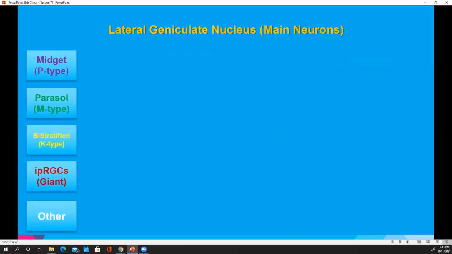So let's go to LGN. So we're in the ganglion cells. Now we're no longer in ganglion cells. We're now following each one of these axons out and taking a trip with them. So let's talk about the midget P-type ganglion cell.